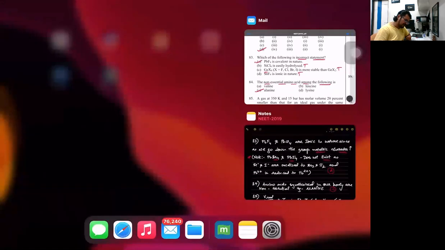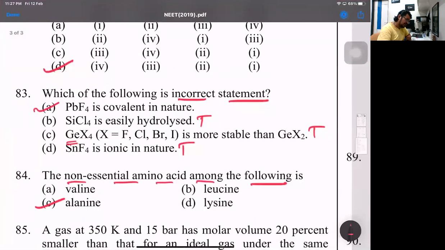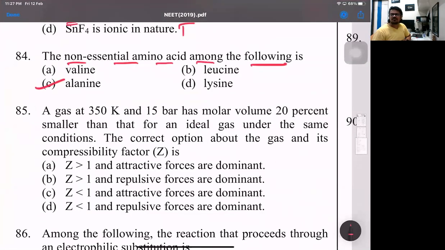All right. Then comes 85. Look at that. Such an easy question from states of matter. A gas at 350 Kelvin and 15 bar has molar volume 20% smaller than the ideal gas. The correct option for Z, the compressibility factor, that we have as volume of a real gas upon volume of an ideal gas. Now, if the molar volume is smaller, that means the real gas has a lesser volume than the ideal gas, so Z definitely will be less than 1.